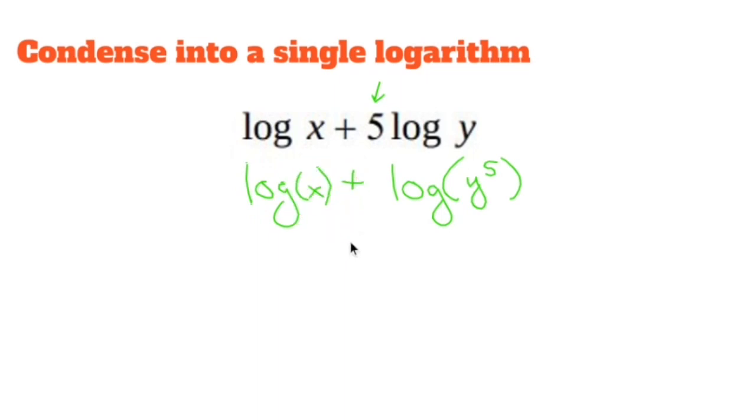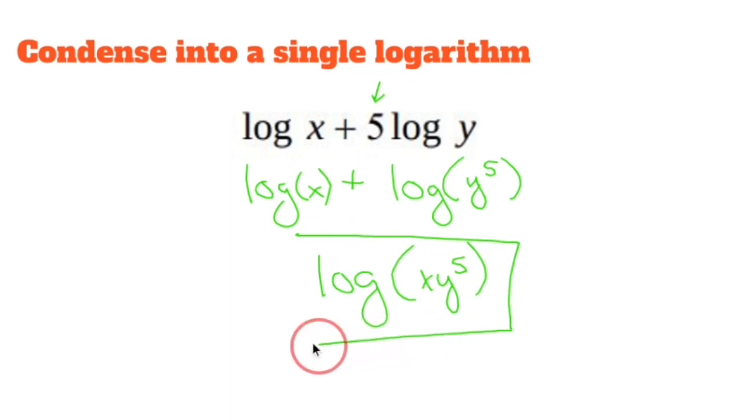Nothing at all. When you add two logs, you multiply the insides. So log of x plus log of y to the fifth is going to be log of x times y to the fifth. And there you have it. If I were to subtract these logs, you would divide, but in this case, I added these logs. So x times y to the fifth is x y to the fifth. X has its own person. Y has that 5 attached. It is now a single logarithm.